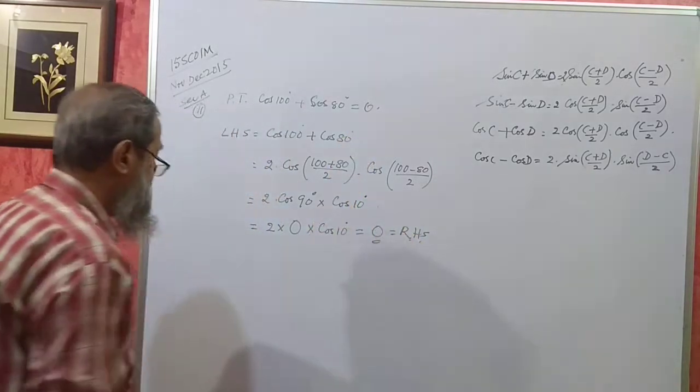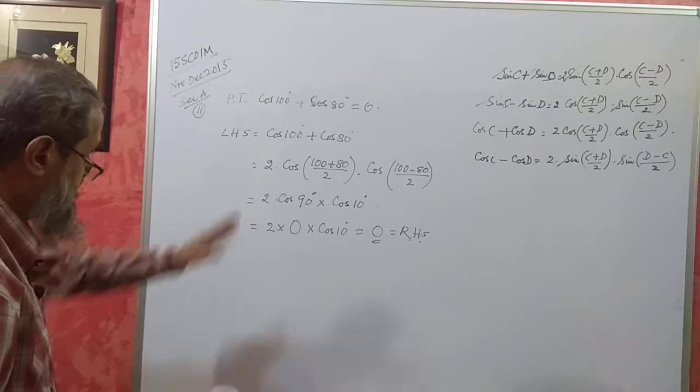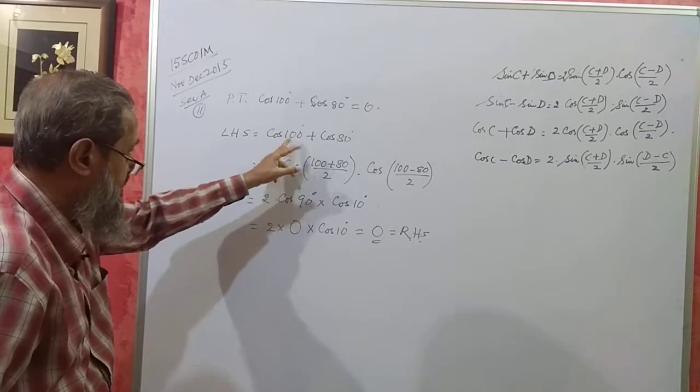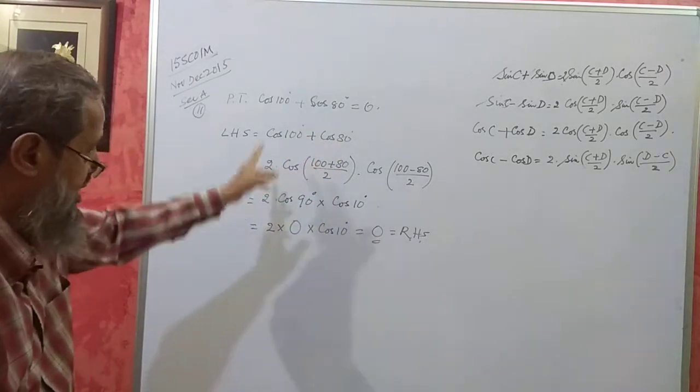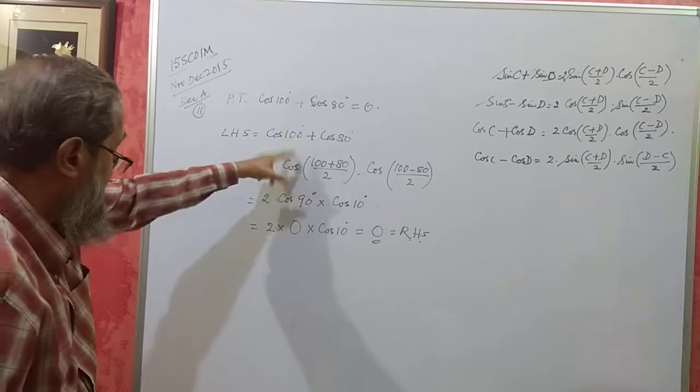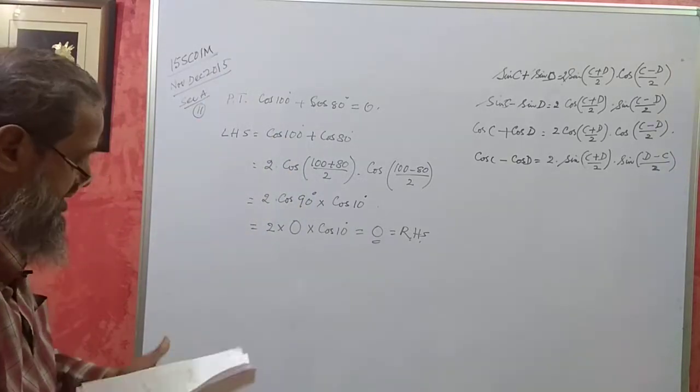It can be done like this also. It can be done there also, splitting it into 90 plus 10 and 90 minus 10. You will get this. We have worked out this problem. This is for 3 marks.